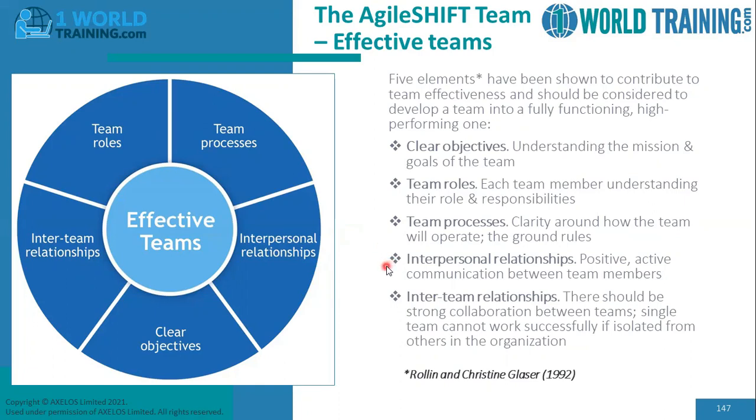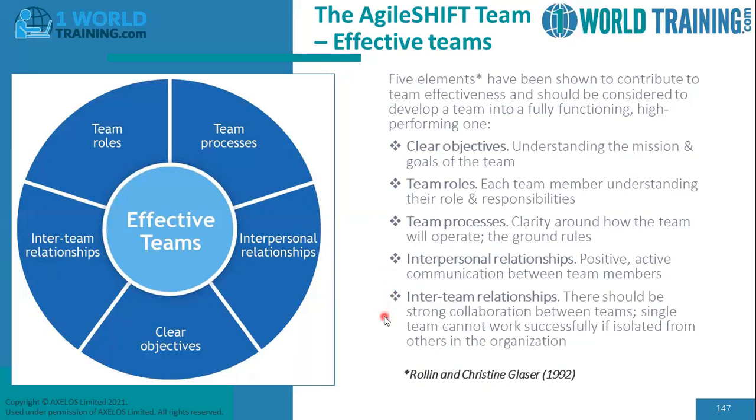Interpersonal relationships. This needs to be positive and active communication between team members, which means team members have to understand the importance of their behavior and relationship with each other. Building trust would be a key factor in that case. An ability to help each other, understanding the other's needs and standing up for that. Respecting each other's failures and respecting each other's qualifications.